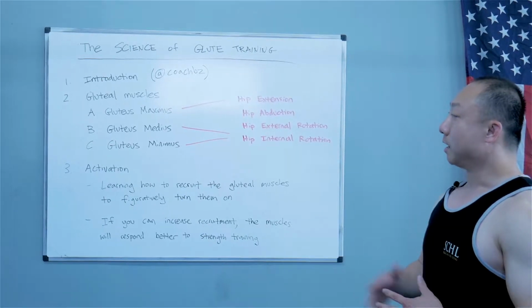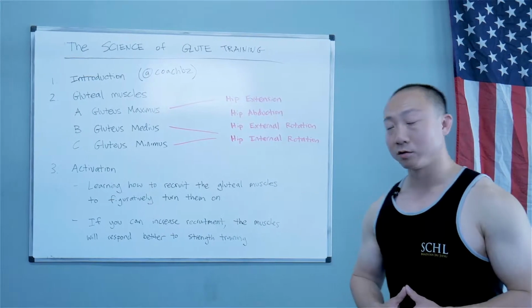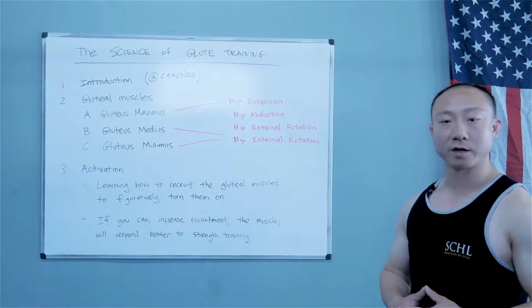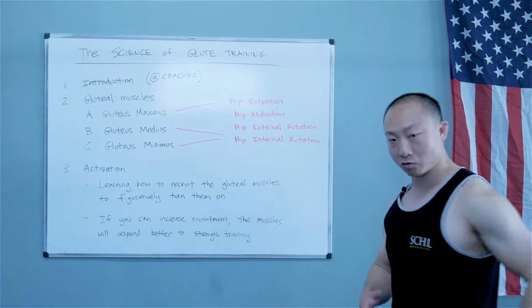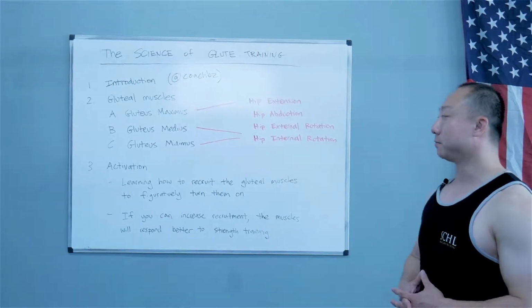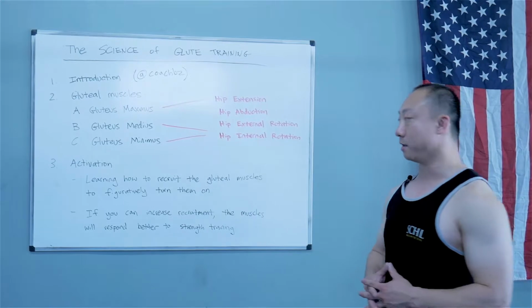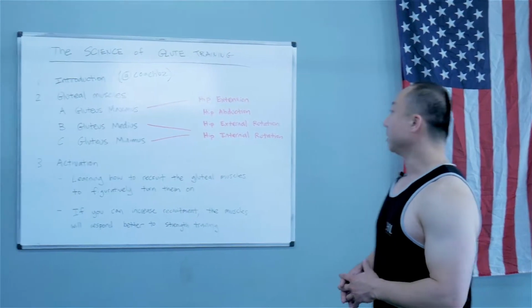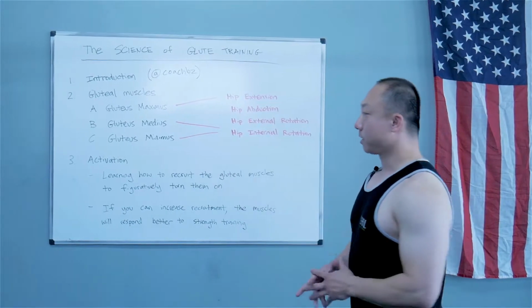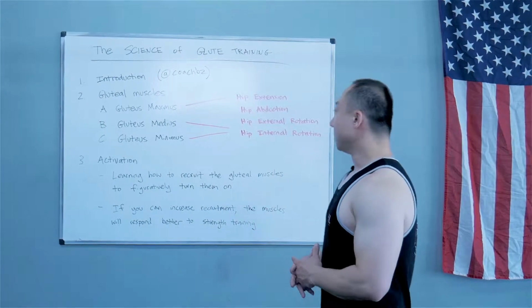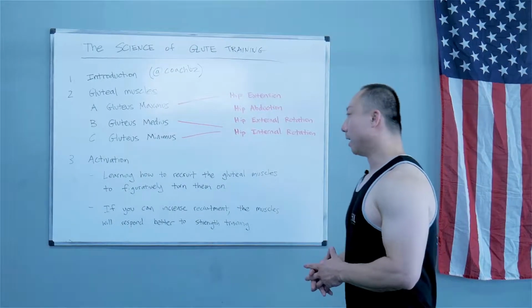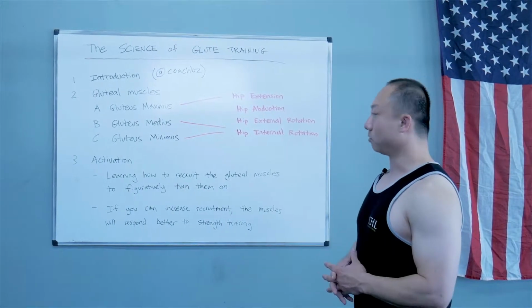So anyway, let's start with the gluteal muscles. There are three primary glute muscles when we talk about glute training: gluteus maximus, gluteus medius, and then the gluteus minimus. Okay, glute max, med, and min. Of these three muscles, they all have specific functions. They kind of overlap, but I want to just go over them a little bit on their own.